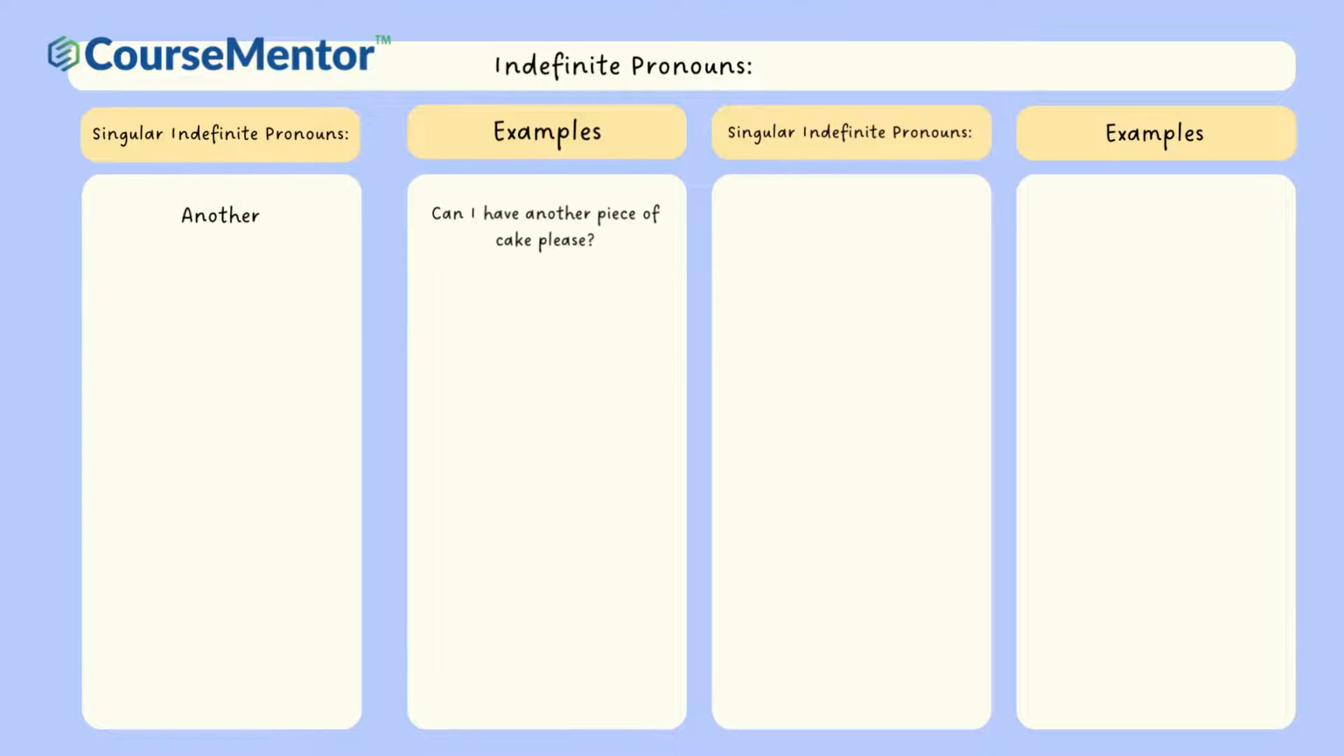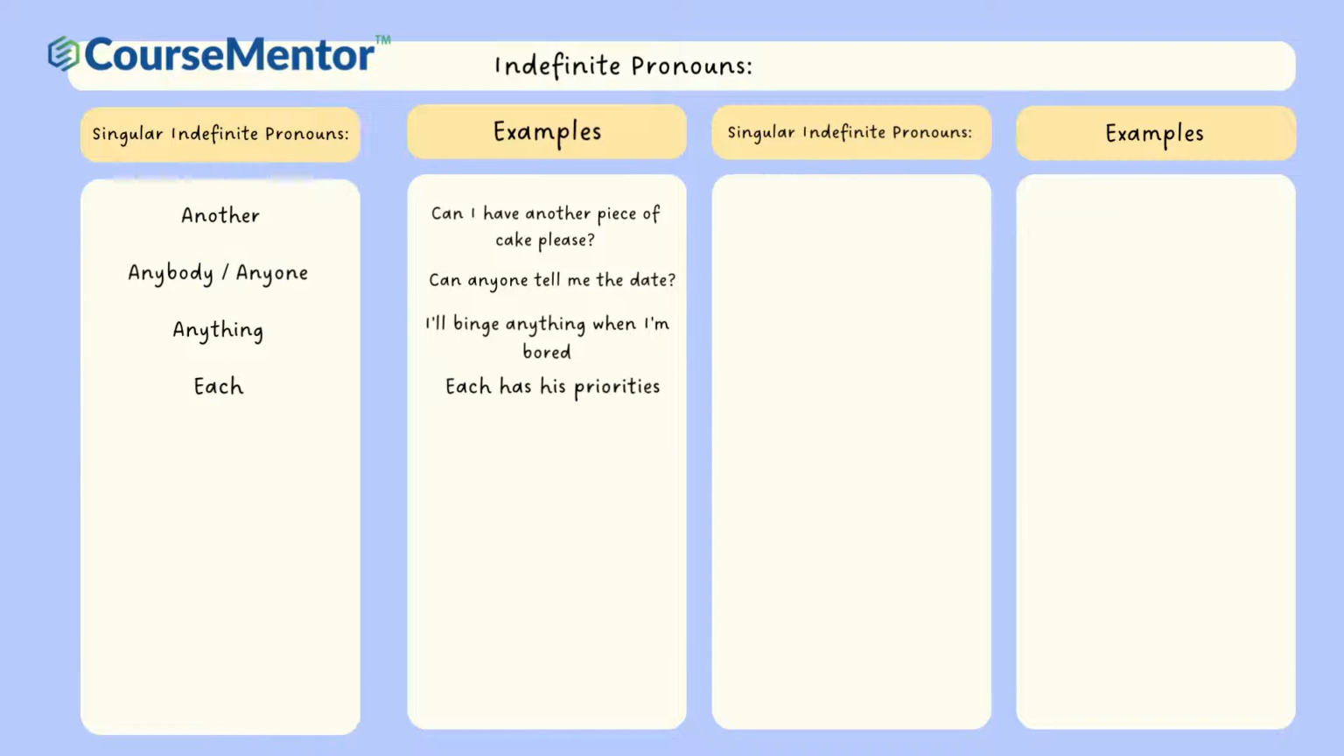Another. Can I have another piece of cake, please? Anybody, anyone. Can anyone tell me the date? Anything. I'll binge anything when I'm bored. Each. Each has his priorities. Either. I'll have either one, I don't mind. Enough. We have enough books for this week.